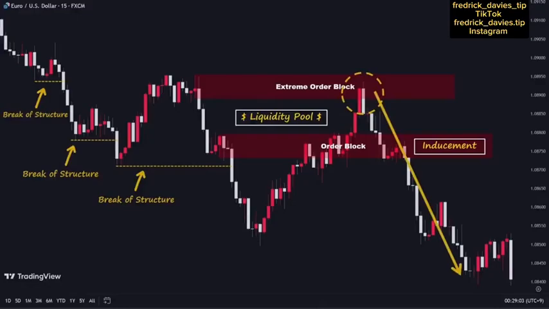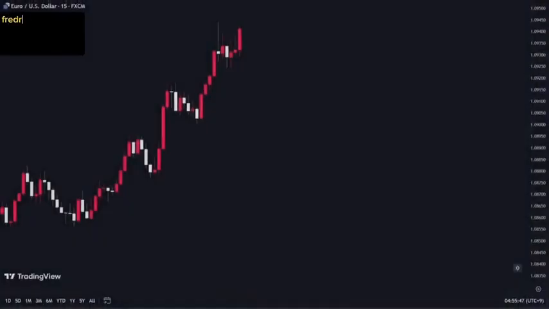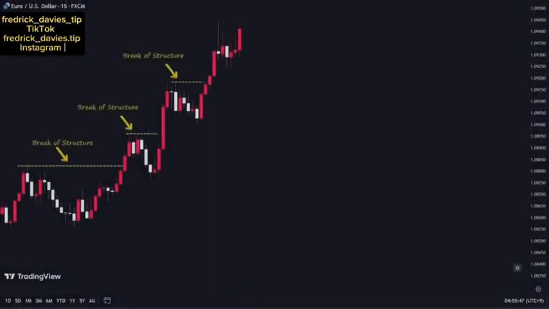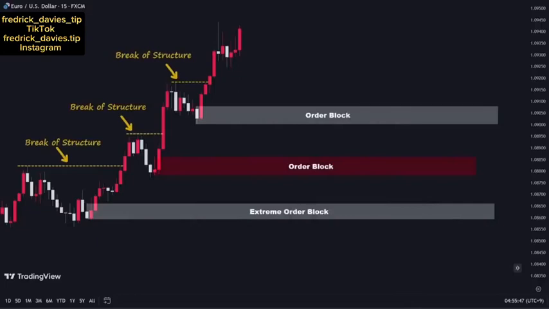Now, let's take a look at another example. Here, again, we have euro-dollar 15-minute time frame chart. As you can see here, price is in an uptrend and has formed a series of bullish BOSs. Within this context, we can identify these potential demand areas where the price could potentially reverse and continue its bullish trend. However, the crucial question remains: how can we determine which of these zones is safer to trade and more likely to be respected by the price?